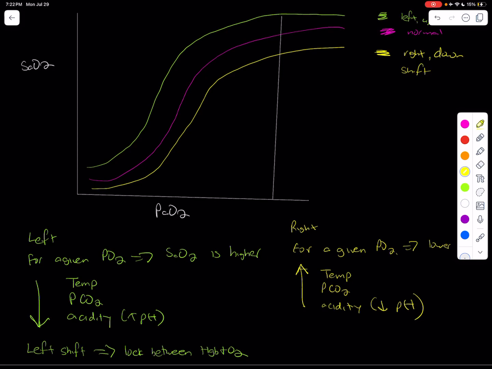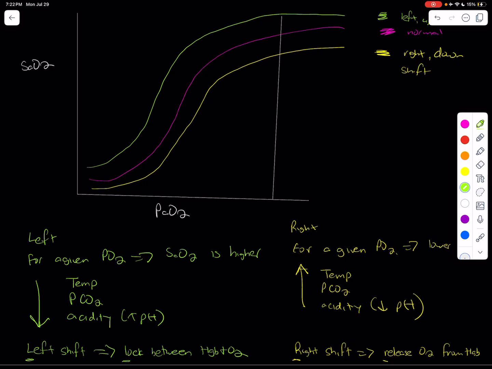Right shift. So a right shift is release. So we release oxygen from hemoglobin. Okay? Right starts with an R. Release starts with an R. Left starts with an L. Lock starts with an L.